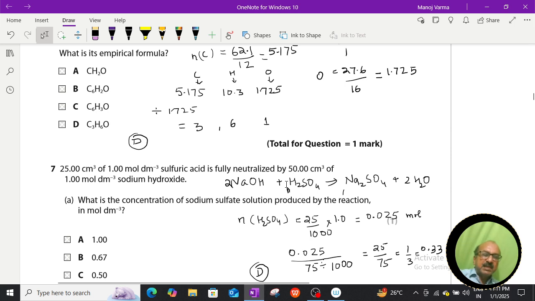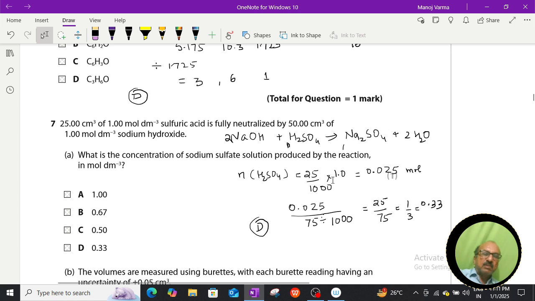So you can see that the number of moles of sulfuric acid is the same as the number of moles of sodium sulfate, 1:1. So the number of moles of sulfuric acid will be 25/1000 into 1, which is 0.025 mole. So the mole of sodium sulfate will also be 0.025 mole.